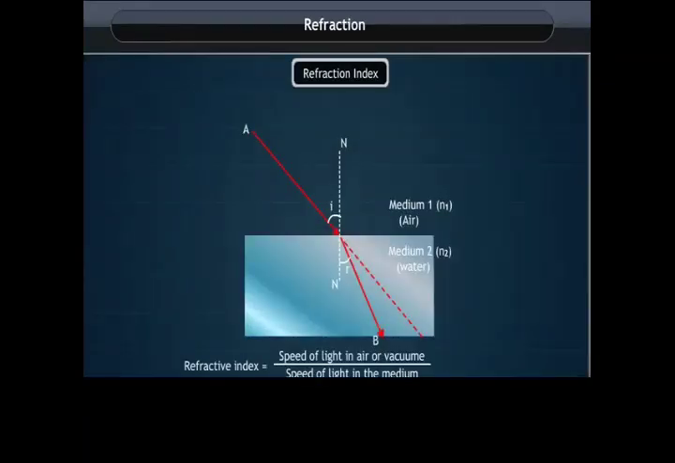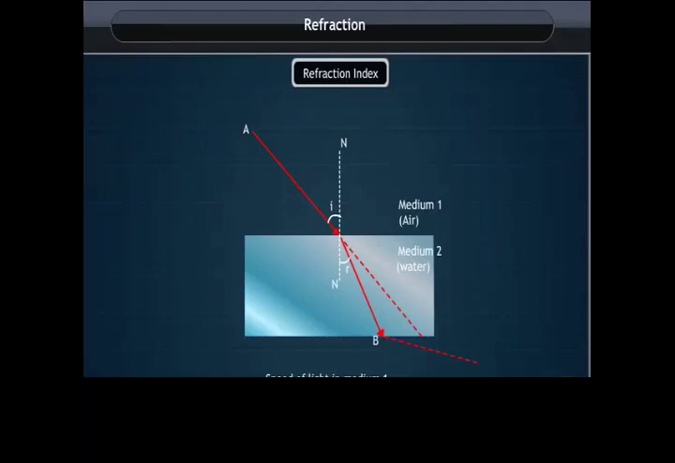The absolute refractive index of a medium is the ratio of speed of light in air or vacuum to the speed of light in the medium. The relative refractive index of medium 2 with respect to medium 1 is the ratio of the speed of light in medium 1 to the speed of light in medium 2.